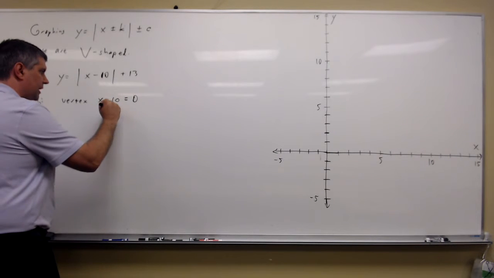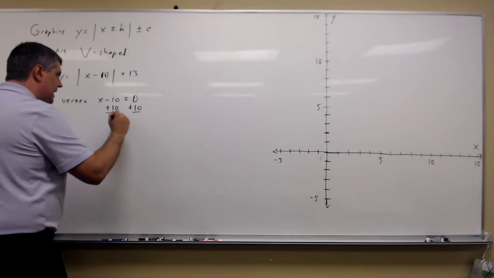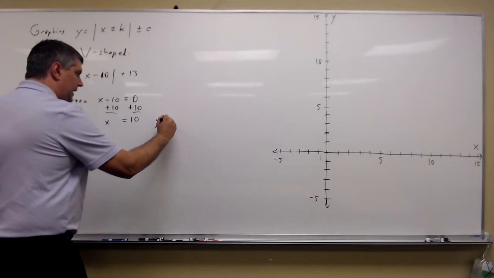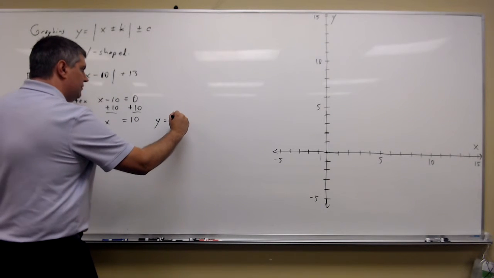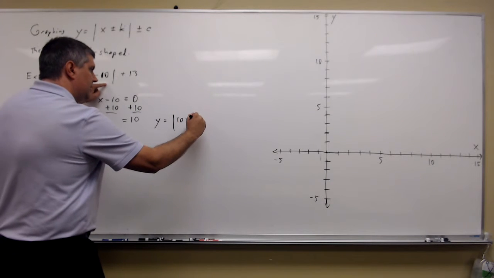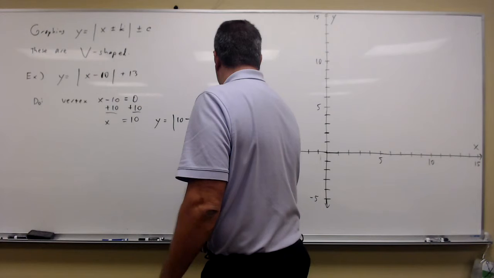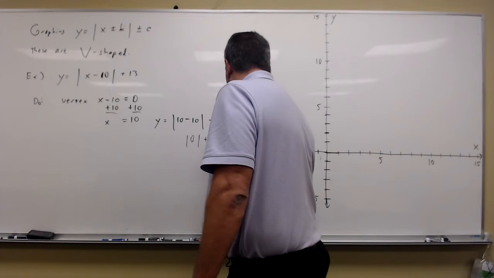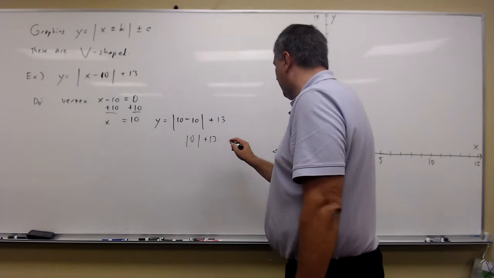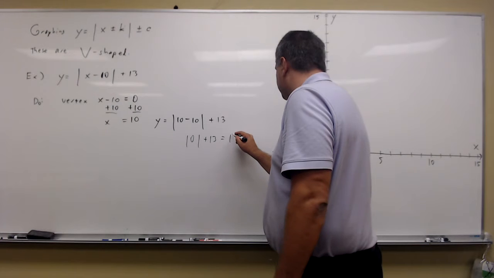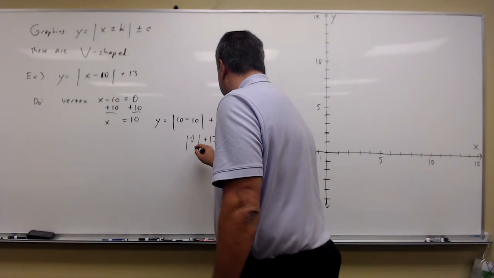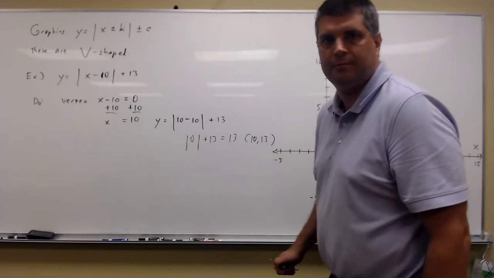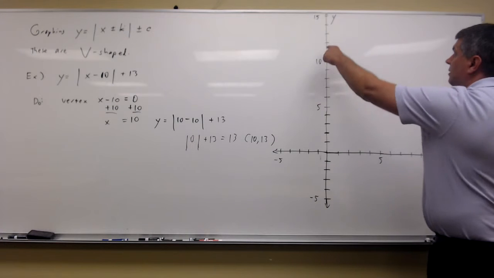It has nothing to do with anything yet. Okay, so solve this, and x equals 10. I also need to get the matching y. Y will equal the absolute value of 10 minus 10 plus 13. So that's the absolute value of 0 plus 13. The absolute value of 0 is just 0. So that's 0 plus 13 is 13. So my vertex is 10, 13. I'll go ahead and plot it. 10, 13.